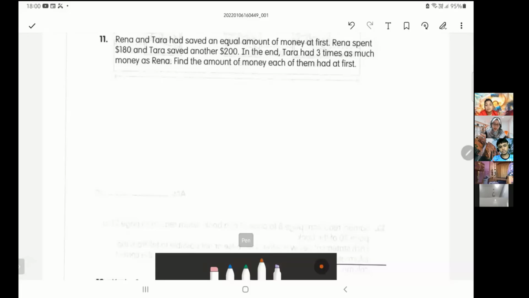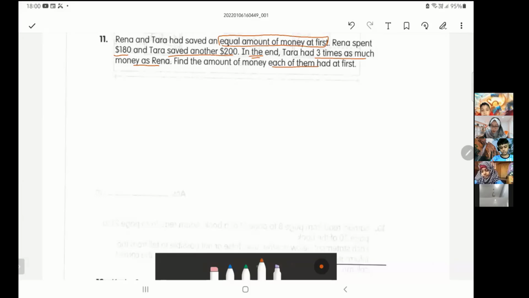Rina and Tara had saved an equal amount of money at first. Rina spent $180 and Tara saved another $200. In the end, Tara had 3 times as much money as Rina. Find the amount of money each of them had at first. So they have equal amounts, so whatever amount you get is for both of them.